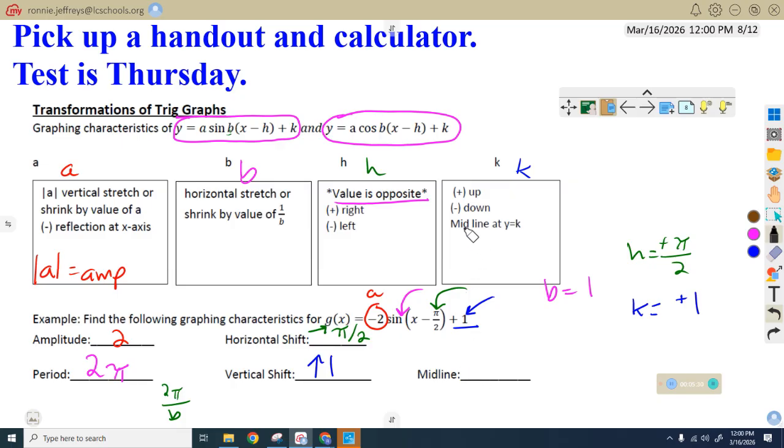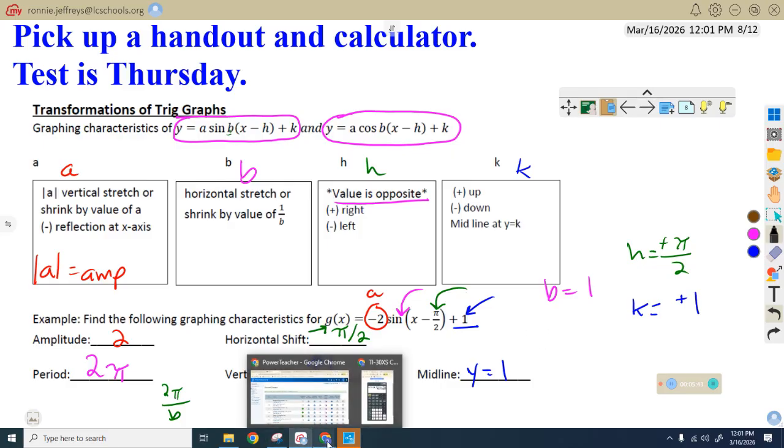All right. So midline at y equals k. So what's our k value? 1. All right. Now, I need to write this down because I'm going to mess it up. -2 sine x minus pi over 2 plus 1.